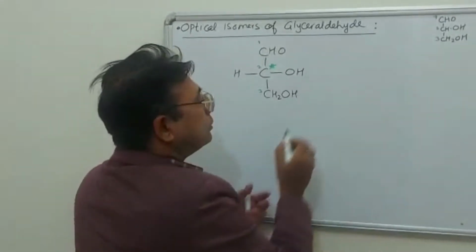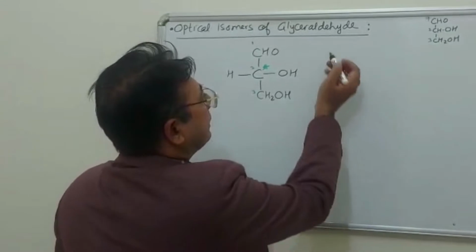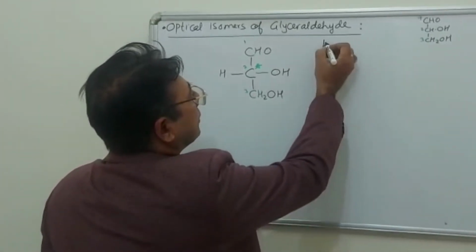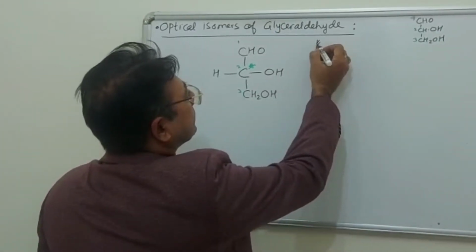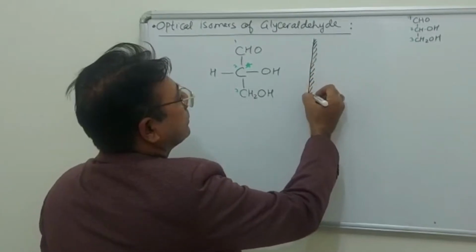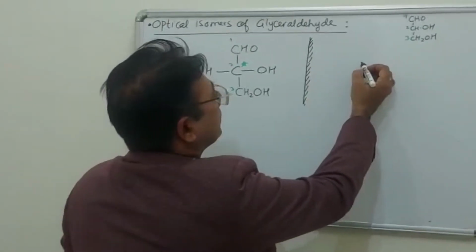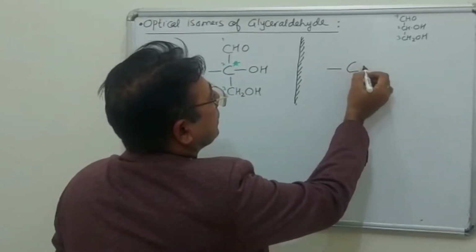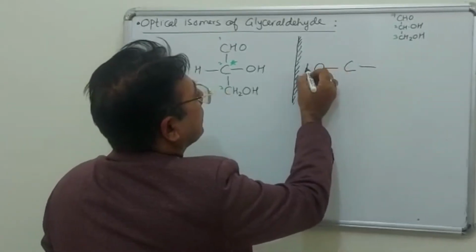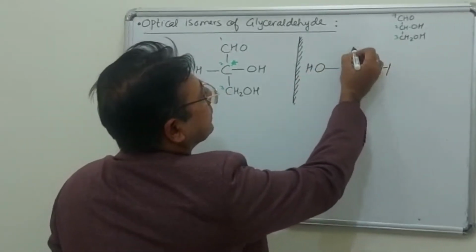So in this case, we should get a mirror image. So if you draw a mirror image of this, you get this.